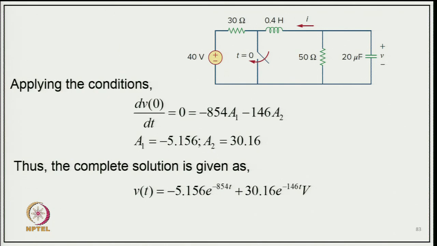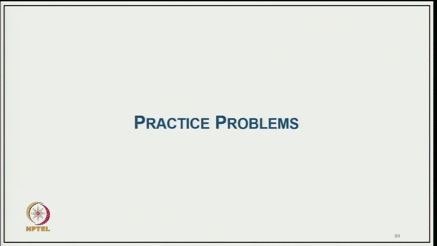So, here A1 becomes minus 5.156 and A2 is now 30.16, and the complete solution or response of this parallel RLC circuit is V(t) equal to minus 5.156 e to the power minus 854t plus 30.16 e to the power minus 146t.